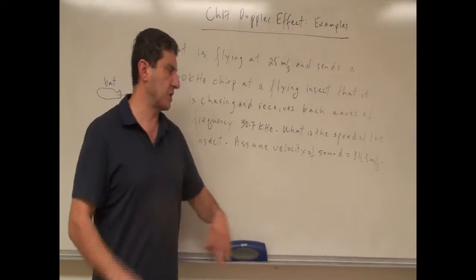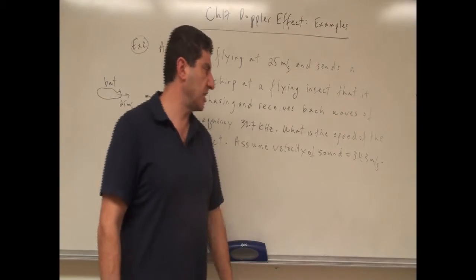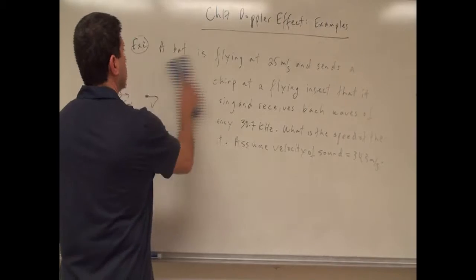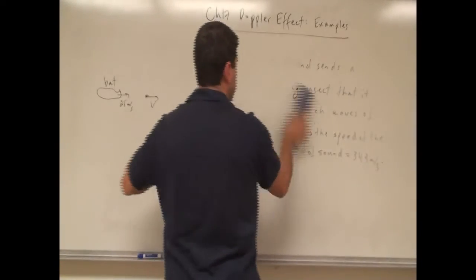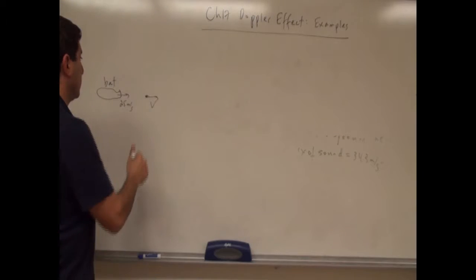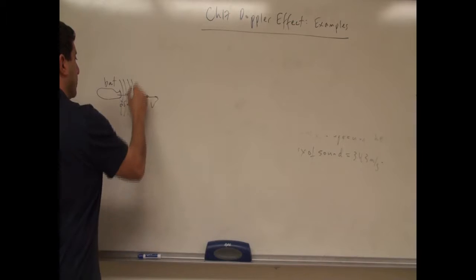And we're going to assume that the temperature of the air is 20 Celsius, so that the velocity of sound in the air is 343 meters per second, right? So what's going to happen here? Well, in this example, there are actually two Doppler effects happening. So assume first the wave is going like this, right?